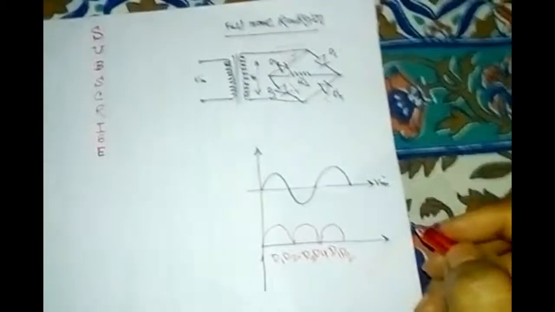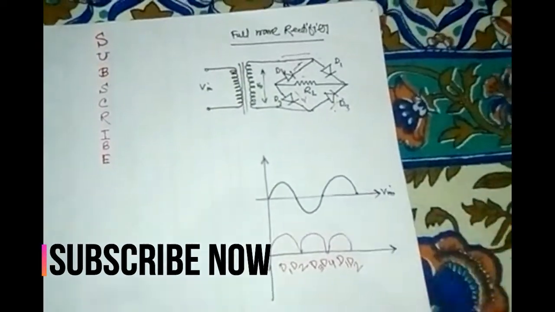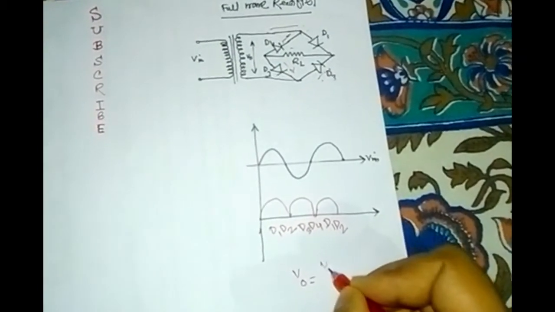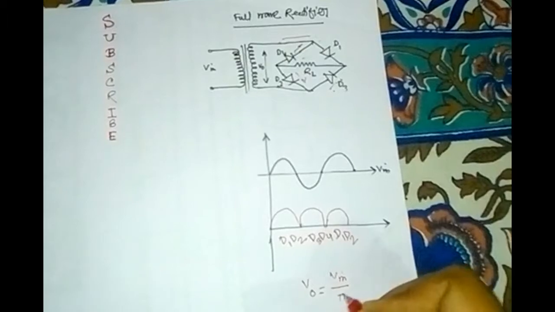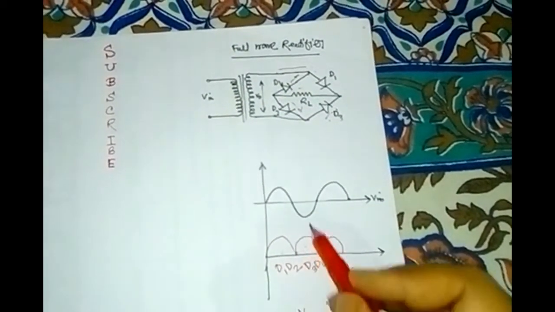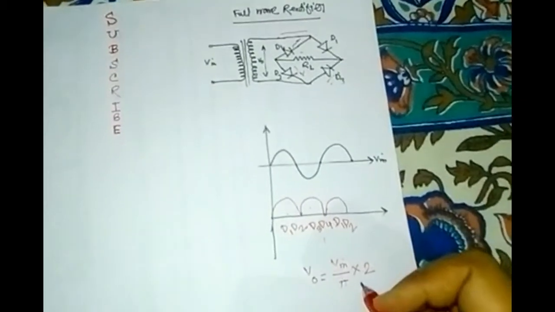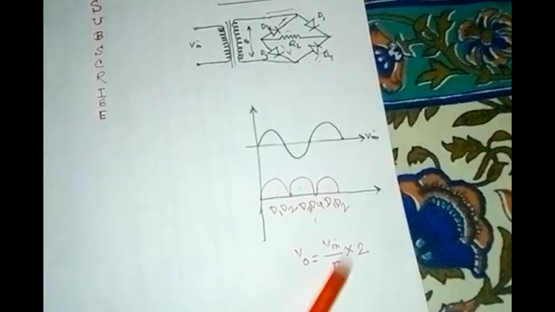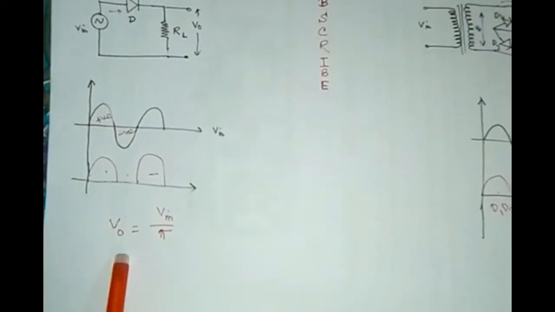And for the full wave rectifier, the output voltage will be V out equals V in by pi multiplied by 2, because it is providing output for both half cycles. So for the full wave rectifier it is V out equals 2 V in by pi, and for the half wave rectifier it is V in by pi.